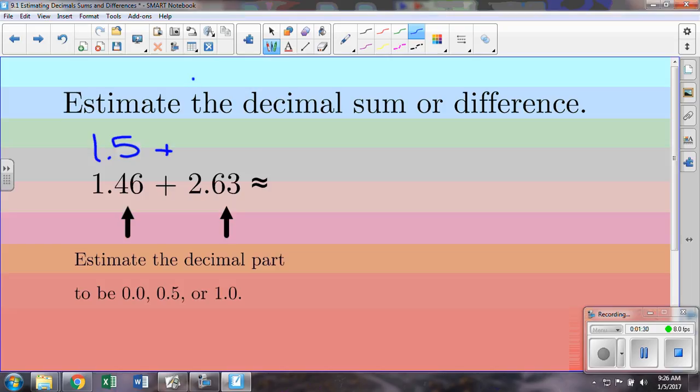Well, 0.75 is the cut point. 0.75 is halfway between half and 1. So if something were above 2.75, that's going to be closer to 3. Since it's not above 2.75, that lets us know that this is approximately 2.5. And so all we're looking at now, 1.5 plus 2.5 is 4. And so there's our approximation. It's about 4. Done.